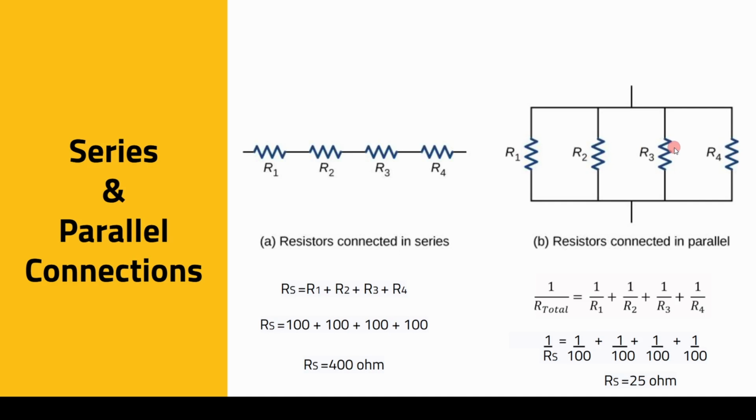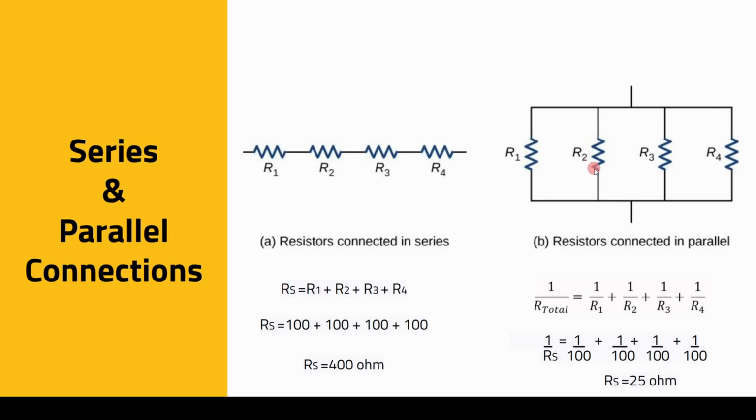Now, since these are all equal 100 ohms, what you get is 1 upon 100 plus 1 upon 100, 4 times, and if you solve this whole problem, you can find out that the total resistance of 4 resistors in parallel is 25 ohms. And it's pretty easy to do this visually if the values are the same.